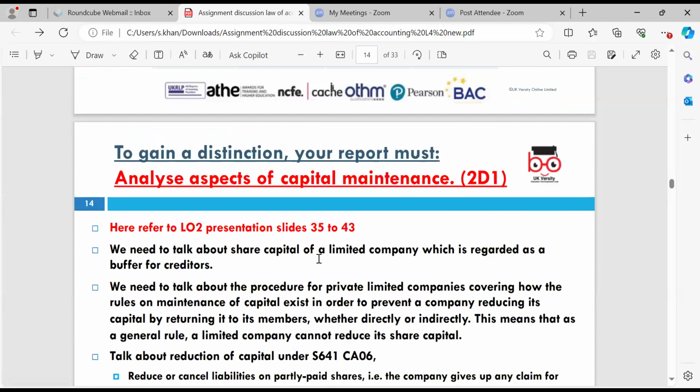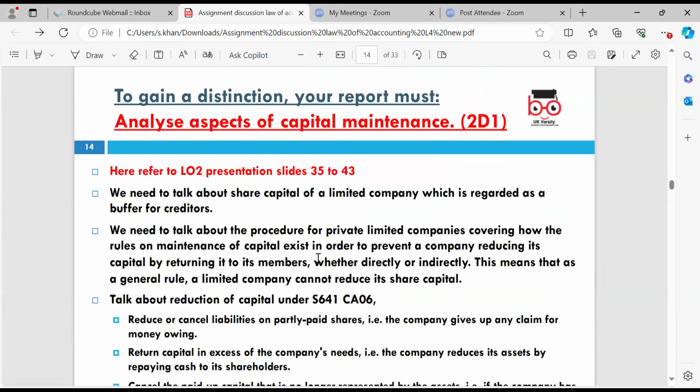Right, for the same task, if you want to gain a distinction, you have to do the pass, merit and the distinction ones. If you want to gain a distinction, you need to analyse aspects of capital maintenance. So this is your heading here. Can you see that one there? That is your heading, to gain a distinction. Now, this is additional stuff. So if you want to do it, it's up to you.